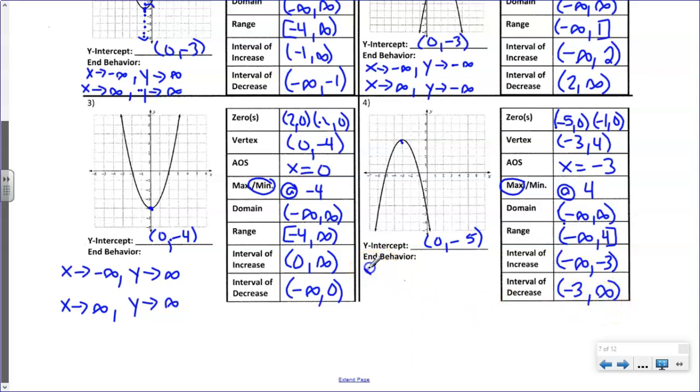Our end behavior as x approaches negative infinity, going to the left, the graph is going down. So y is going to negative infinity. And we know that parabolas always have the same starting and ending. So we keep that the same. Then we're good to go.